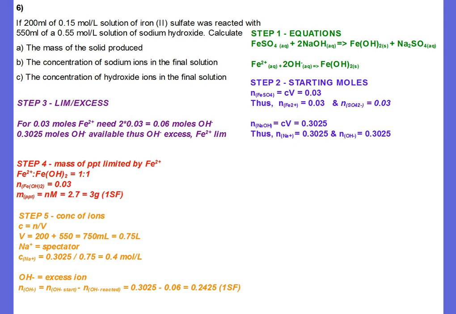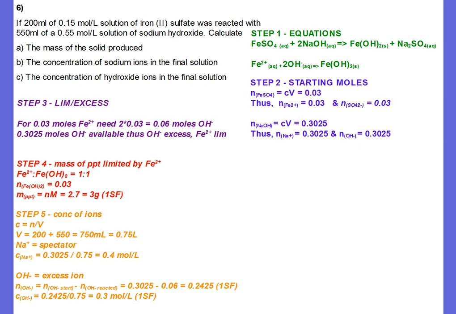The last one is the hydroxide. Now, hydroxide was our excess ion. We know the number of moles of hydroxide at the end is how much we started with, take away how much reacted. We know we started with 0.3025 moles of hydroxide. From this calculation here, we know 0.06 reacted with the iron ions, which leaves still 0.2425 moles of hydroxide ions floating around in solution. So what's their concentration? All we've got to do is divide that by the volume, which is 0.75, which gives us 0.3 moles per litre is our final concentration of hydroxide ions in solution.